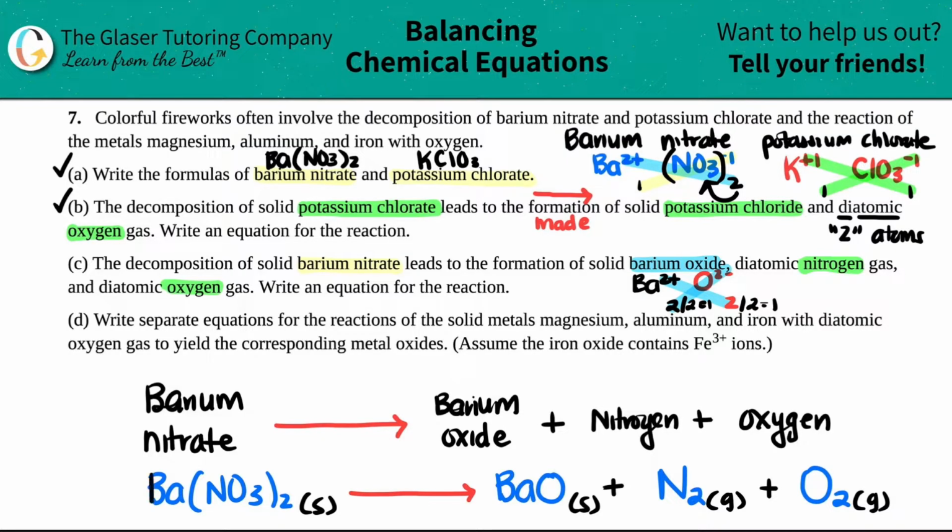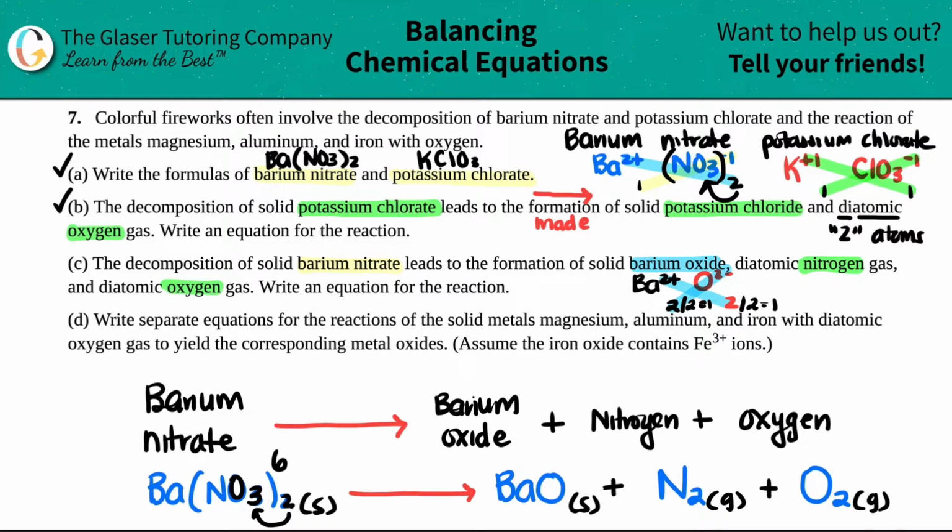So let's see. I have 1 barium on the left. I have 1 barium on the right, so that looks balanced. What about the nitrogens? Well, I have a nitrogen in here. There's 2 of them, so I have 2 nitrogens on the left-hand side. And I have 2 nitrogens on the product side, so that's balanced. And now let's see. I have oxygen on the left. I have 3 times by 2, so I have a total of 6 oxygen on the left-hand side.